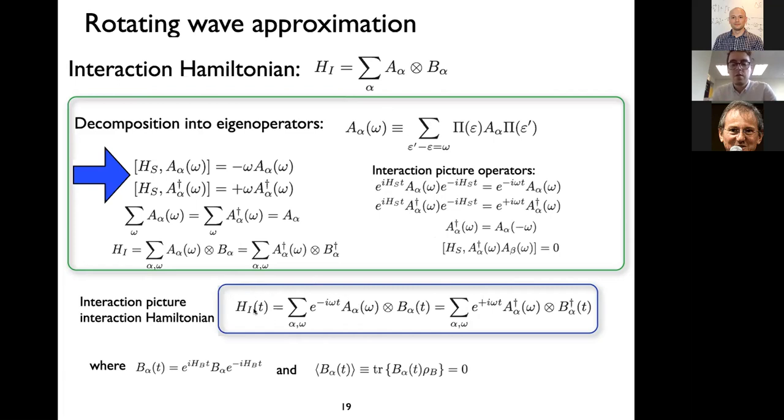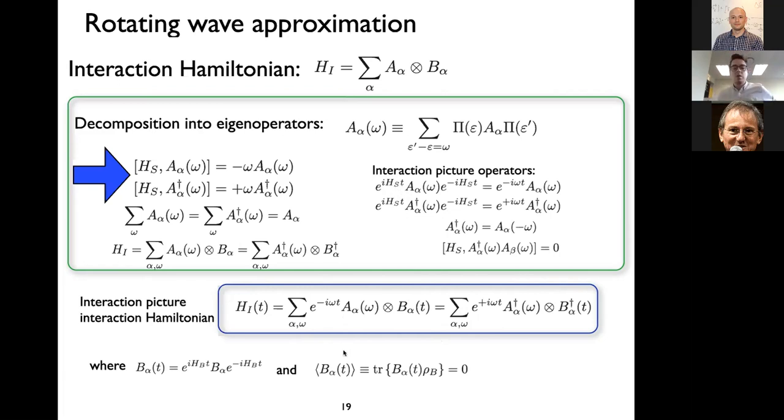And this is convenient because it allows us to write our interaction Hamiltonian in this equation of motion that I gave on the previous slide in the following form. And in this relation, in this blue box, the time dependence of these operators B alpha is generated through a similar type of transformation, but with the environment Hamiltonian HB rather than HS.